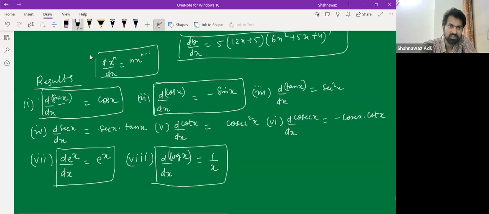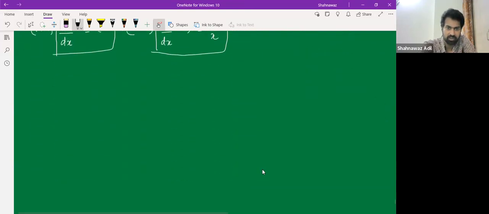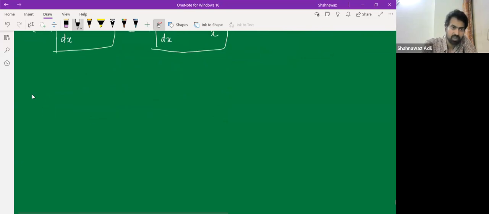So now let's mix the questions. Up until now, we only studied the algebraic function, polynomial type function. Now let us mix the questions. Let's say the first question is sine of 4x square plus 2x plus 3. So what is the first function?